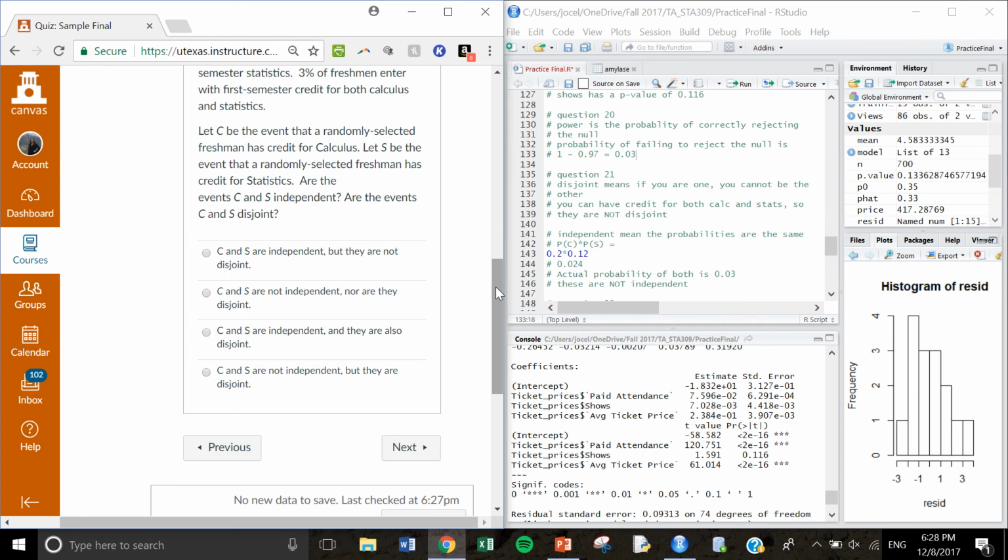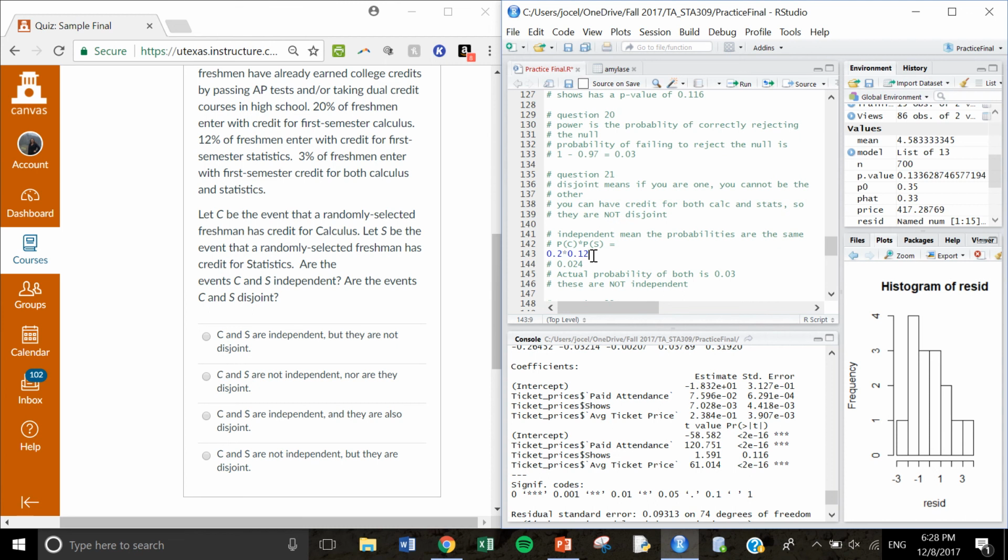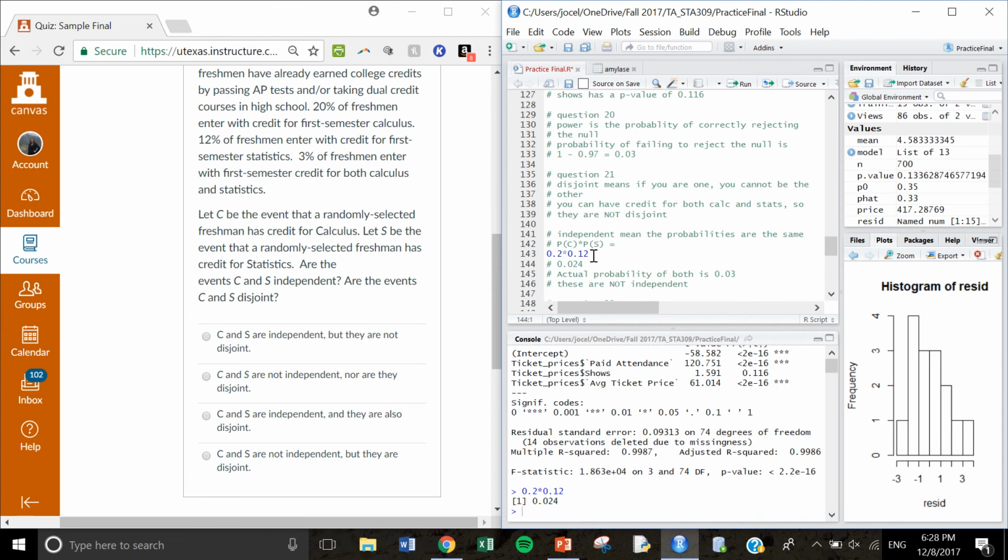And then we're trying to see if C and S are independent. So independent means the probability of both equals the product of the probabilities. So the probability of C times the probability of S is 0.2 times 0.12, which is the stats probability. If we do that, we get 0.024. The actual probability of both is 0.03, which is different from 0.024. So that means they are not independent. So they're not independent, and they are not disjoint.